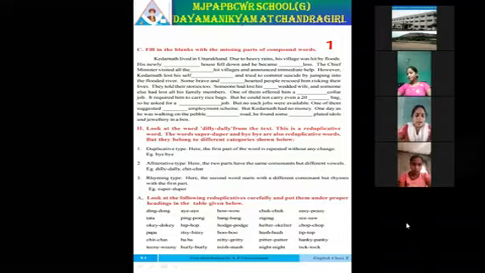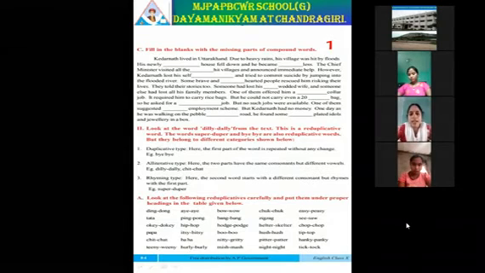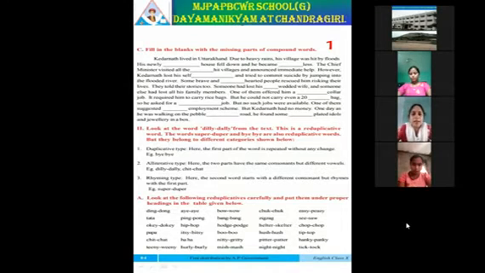Is it clear? Do you have any doubts regarding this? Okay, fine. Now let us check here. They have given a list of words, and you have to arrange them in the box. If it is duplicative, write under duplicative. If it is alliterative, write under alliterative. If it is rhyming, write under rhyming.